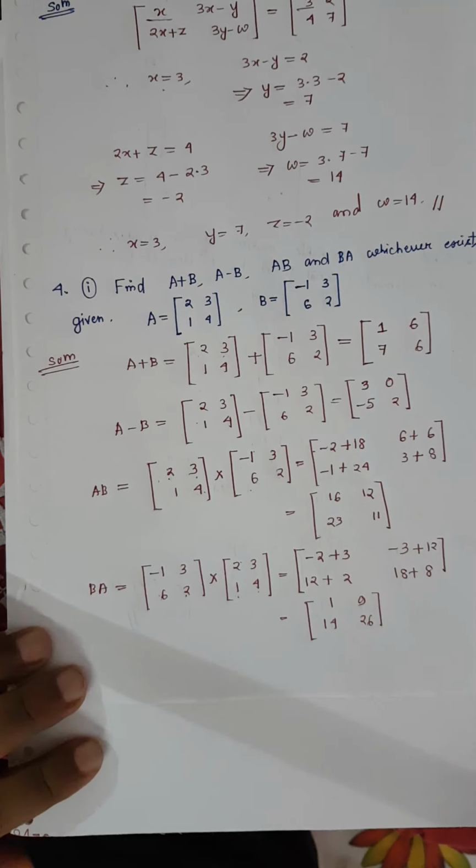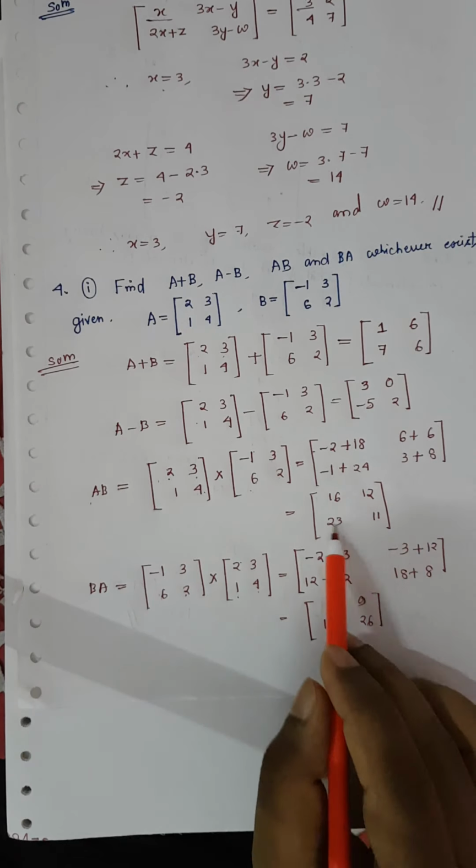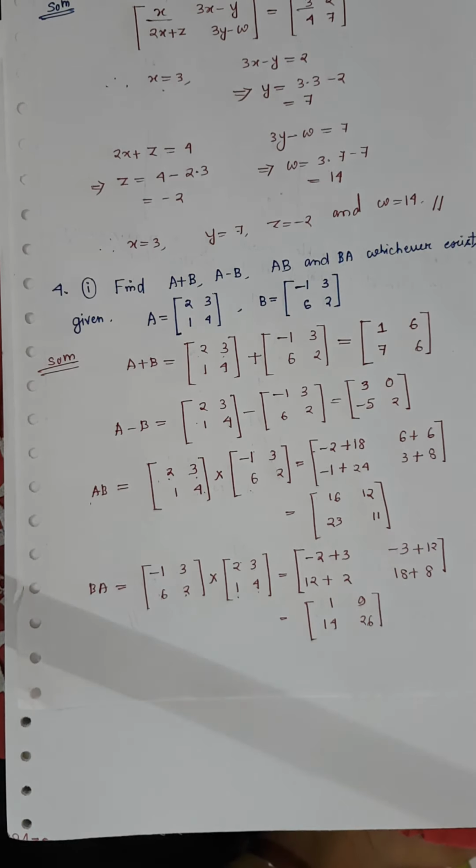Clearly you can see that AB is not equal to BA. So we have already told you, in general AB is not equal to BA. Okay, so here AB and BA both exist, but AB and BA are not equal. So this is my number 1. I have added, subtracted, multiplied two matrices.